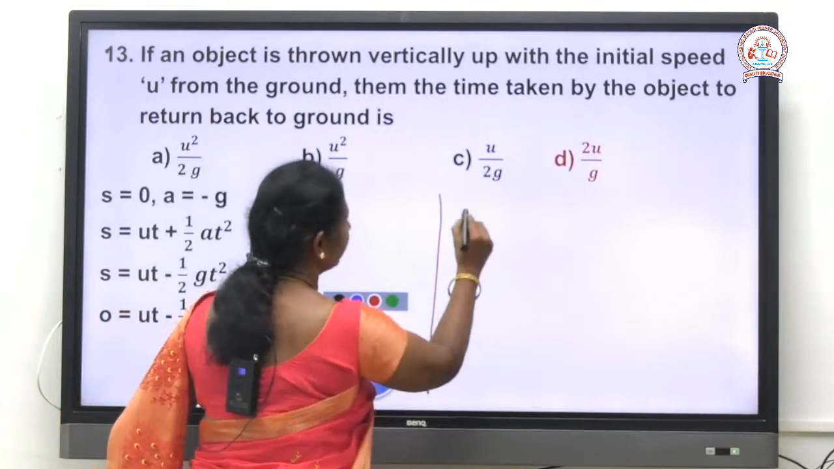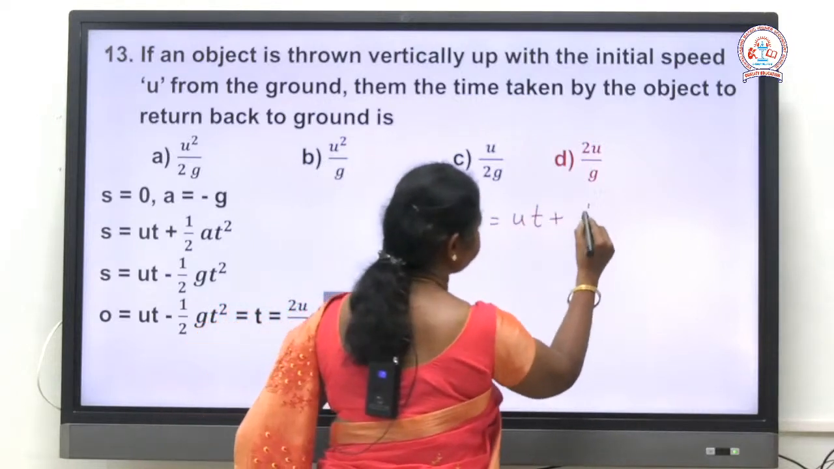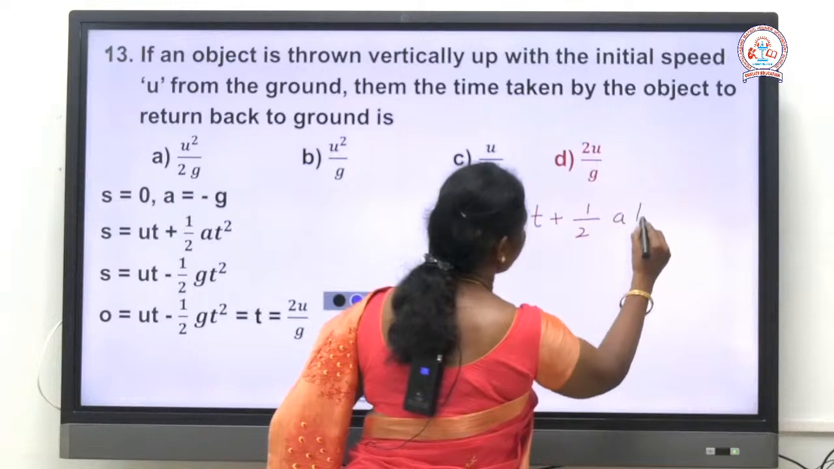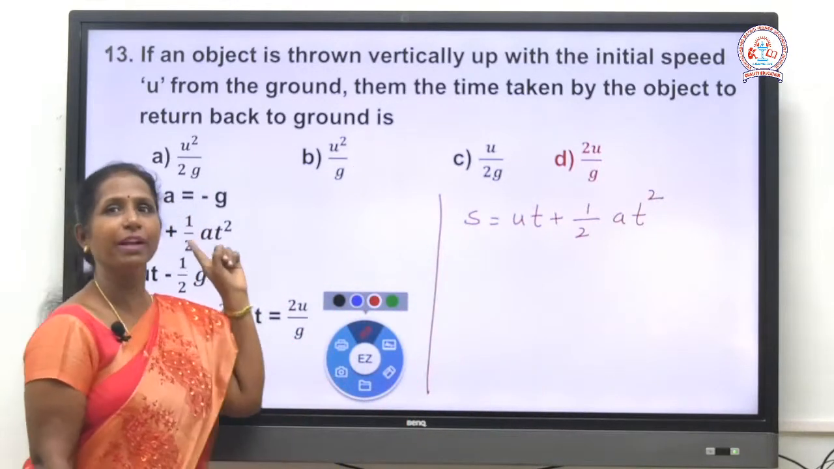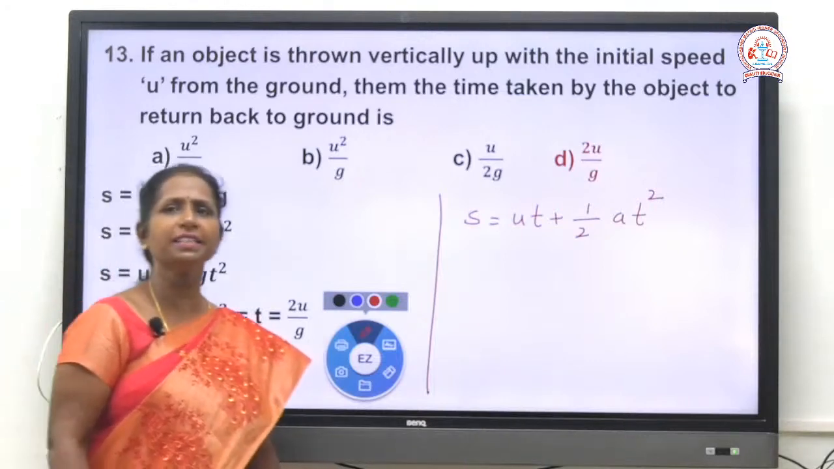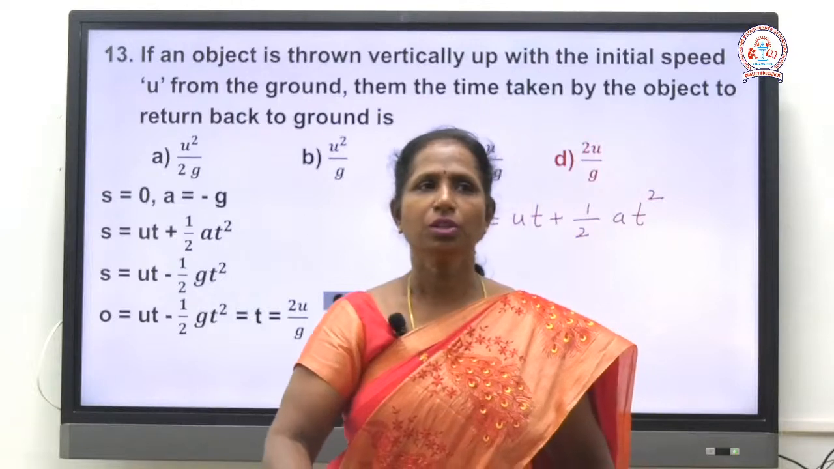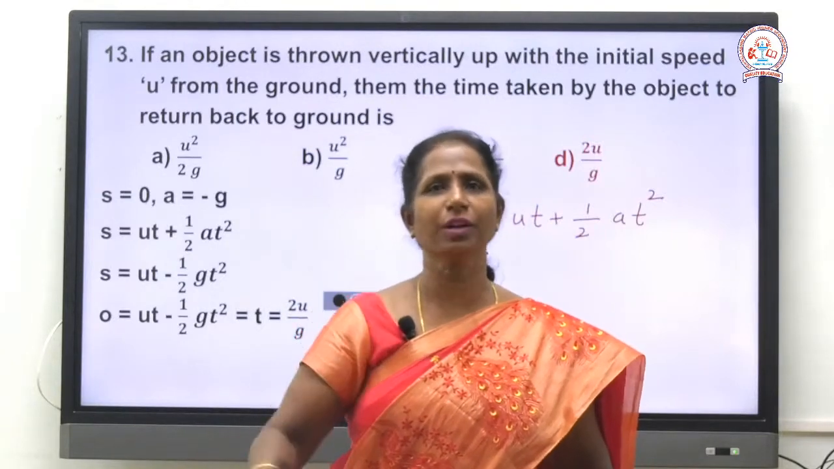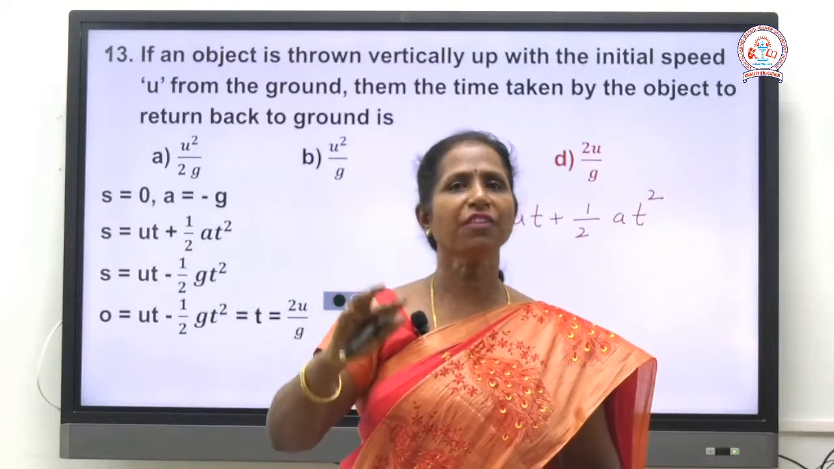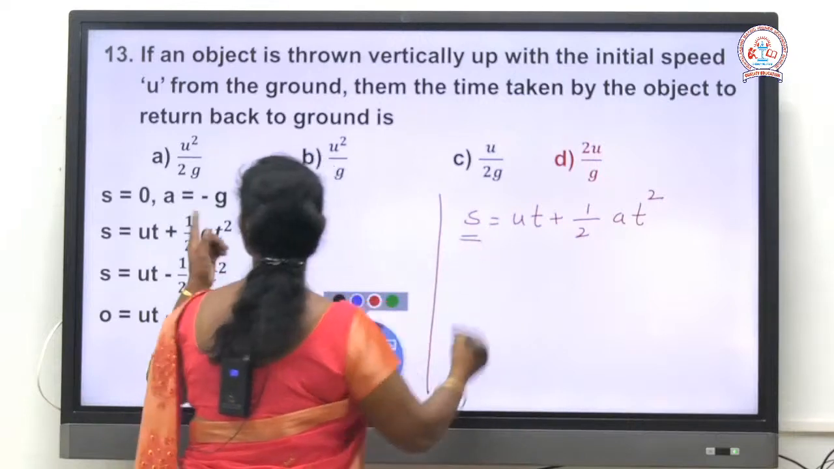What formula are we choosing? S equals ut plus half at square. This is the formula we are choosing. Now what do we have to take? S is equal to 0 here. Why is S 0? The object is thrown up and again the object comes down. So displacement will be 0. If the object is thrown up and it comes back, displacement will be 0. So S equals 0.